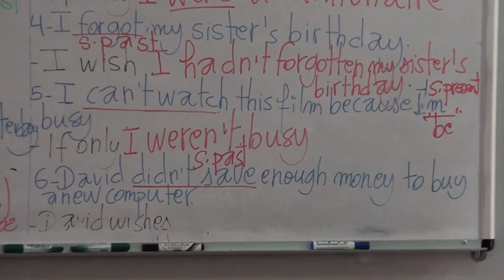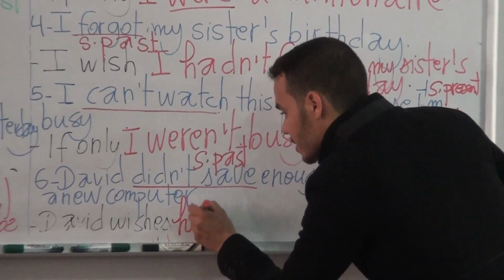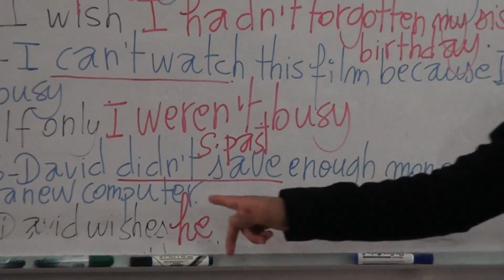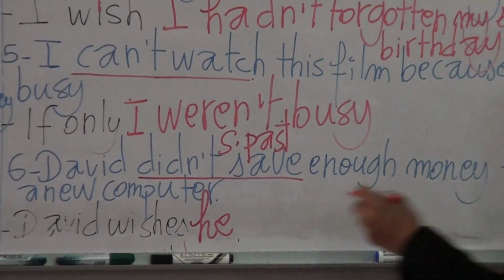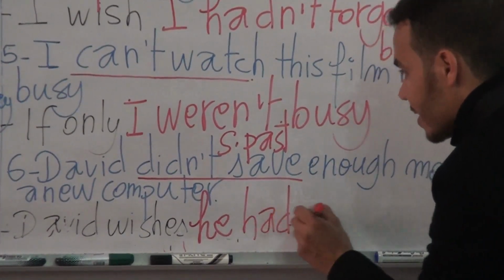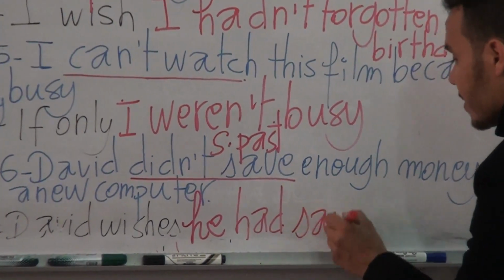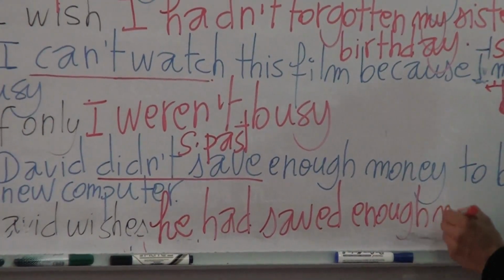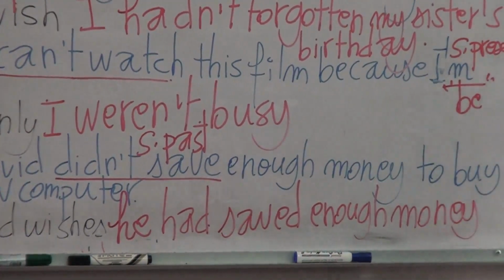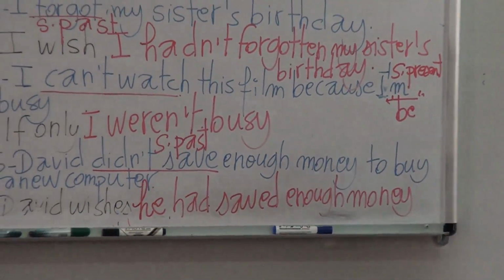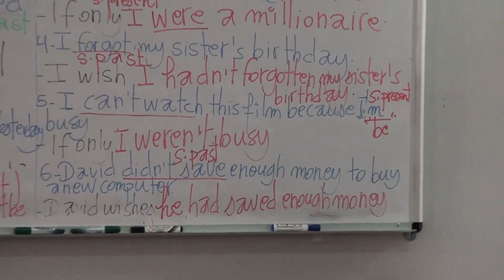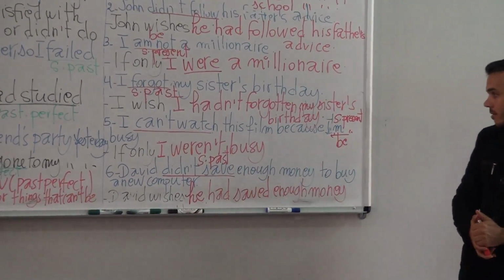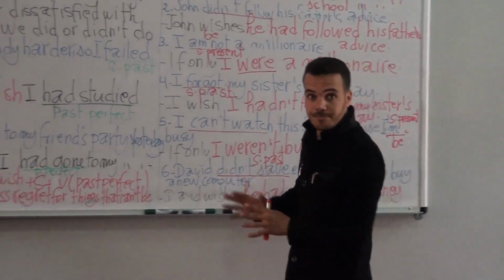So David wishes, subject is he, right? Because we are talking about David. So the pronoun that refers to David is he. David wishes he had saved enough money. Right? So he wishes he had saved enough money to buy a new computer. Right? So he is regretting not having saved enough money. Right? That's it. Thank you for your watching.